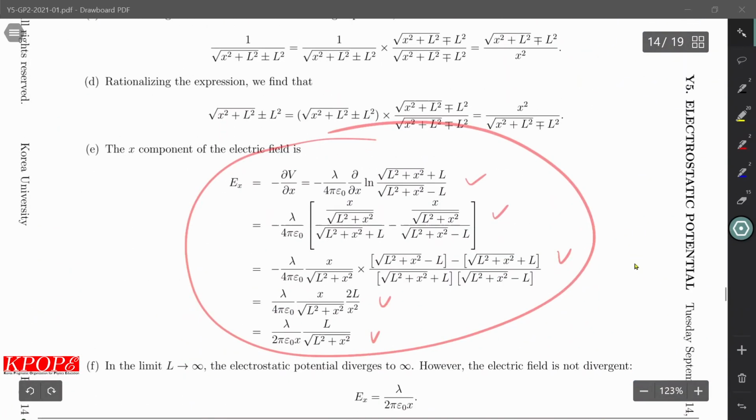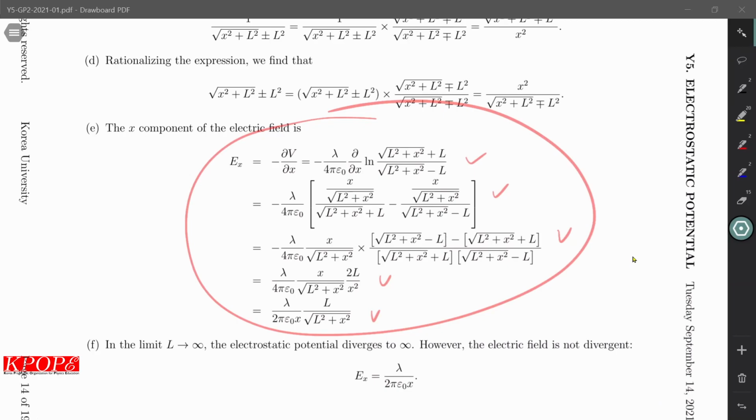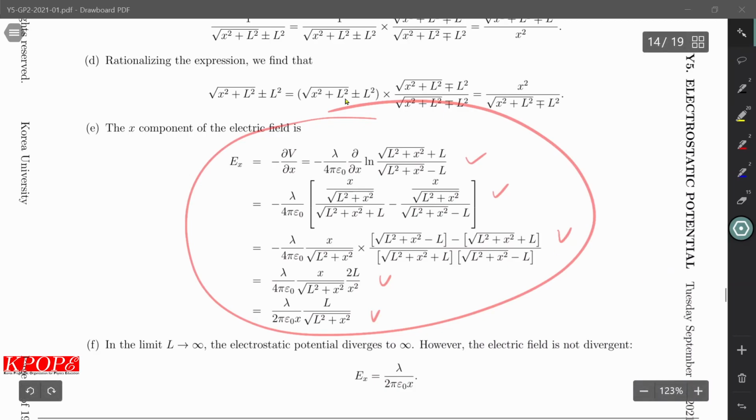So today we have studied the electrostatic potential, and the electrostatic potential is much easier to compute than the electric field, because the electrostatic potential is a scalar instead of a vector. And once you obtain the scalar value for the electrostatic potential, you take the derivative by applying minus gradient to find the electric field. That's it for today.